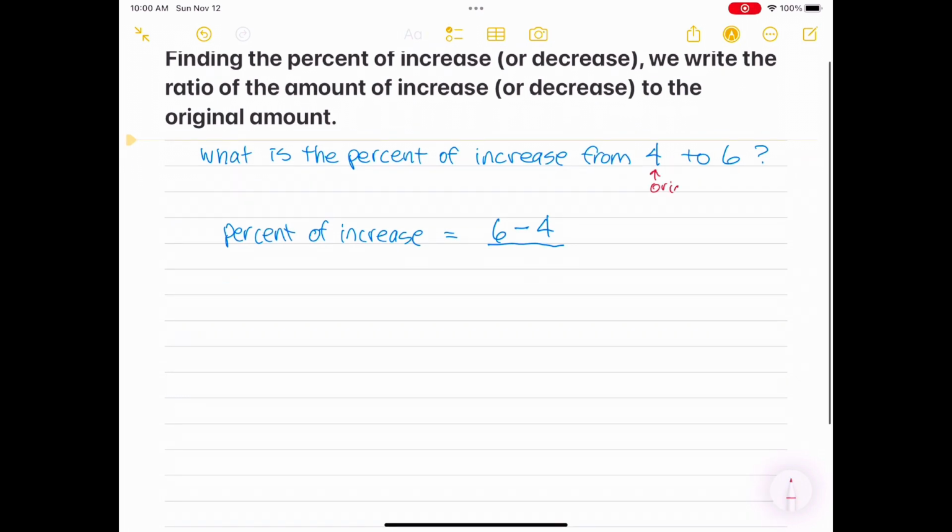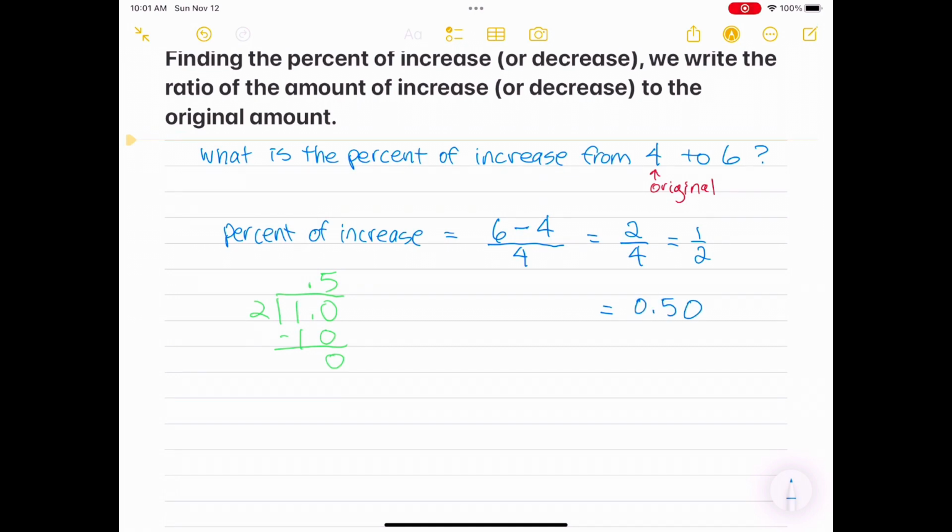Now this is a fraction, 6 minus 4 over 4, and we need to solve the subtraction problem within the numerator first. So we have 6 minus 4 equals 2 over 4, which reduces to 1/2 in its simplest terms. 1/2 is a division problem, 1 divided by 2, which we solve on the side, and we get 0.5.